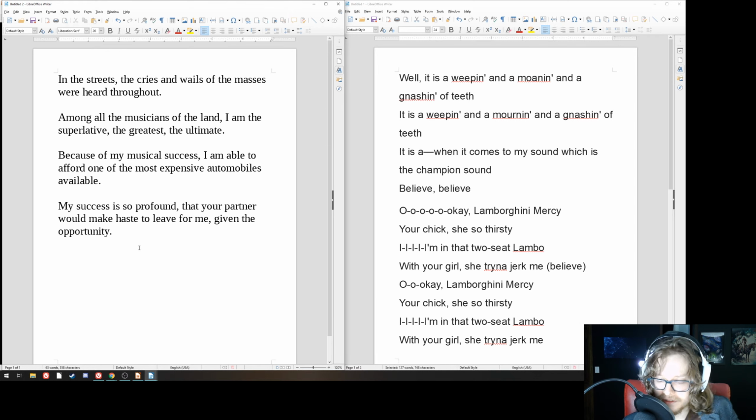I'm in that two-seat Lambo. This goes back to the expensive automobile thing, so let's just translate that to its literal definition. Okay, he's in that two-seat Lambo. Let's actually combine these two lines. I'm in that two-seat Lambo with your girl, she trying to jerk me. How can we translate that to formal English? Both of those together.